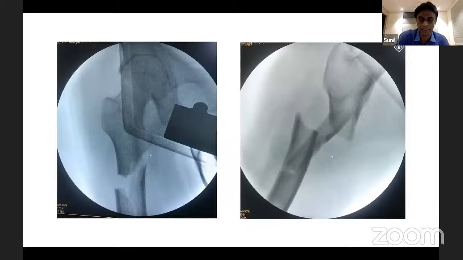And if you look at the C-arm images, this is how it looks under a little bit of traction. As you can see, the AP looks kind of okay, but it is still externally rotated, as you can see by the lesser troch profile. And the lateral looks completely off.